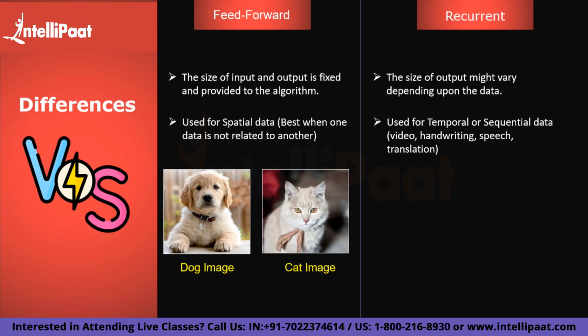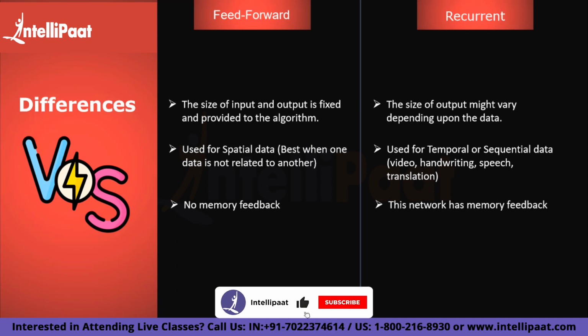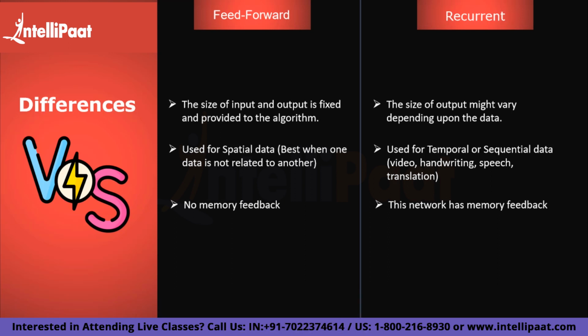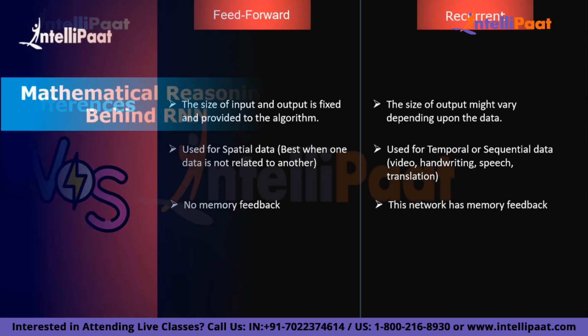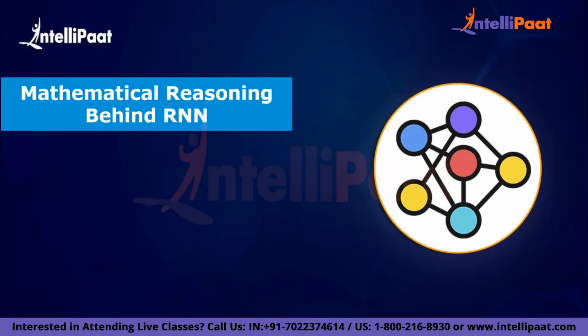The last difference is that there is no need for memory feedback in the case of feed-forward neural networks. They are simply processing in the forward direction and not across different time steps. However, we cannot say the same for recurrent neural networks. These networks utilize long short-term memory or LSTM to backpropagate the overall loss. That's a discussion for some other day. But let us dive forward and understand the mathematical intuition behind the recurrent neural network.